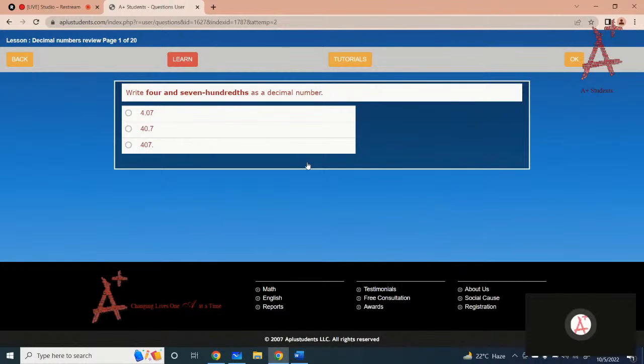Very good. It's the first option because 4 and 7 hundredths means you don't have the tenths digit over here. That means it is 4.07. Got it? Very good. First option is the correct one. So select the correct option and click on the OK button.